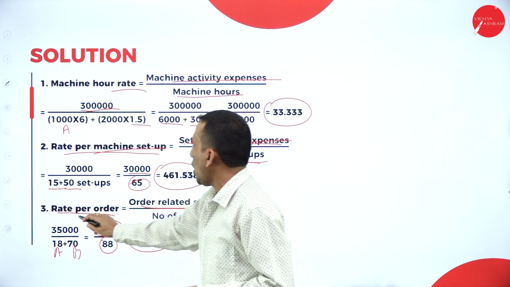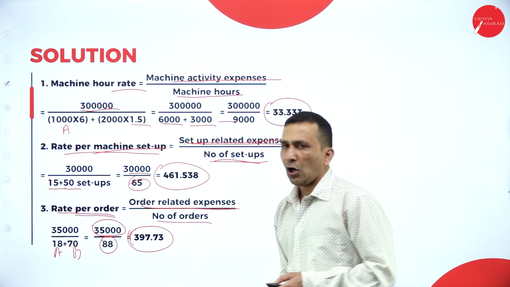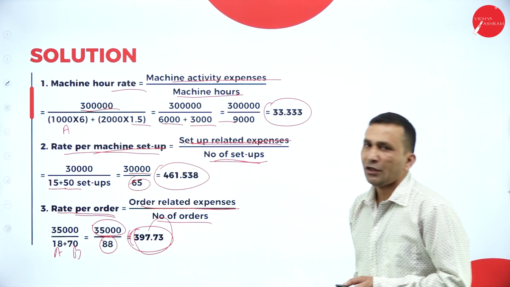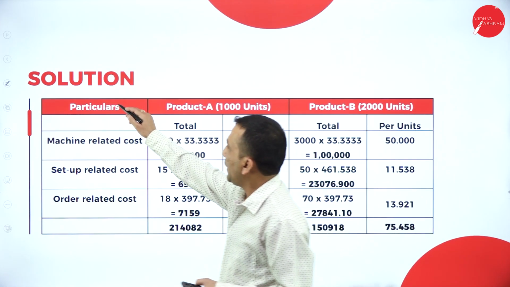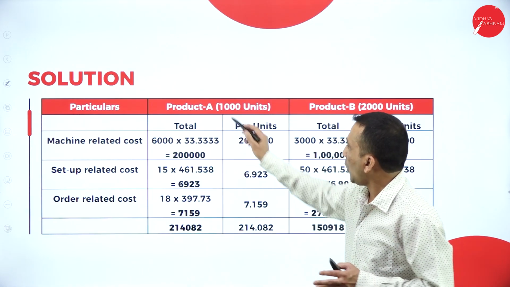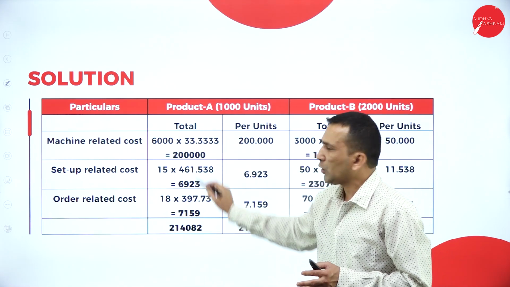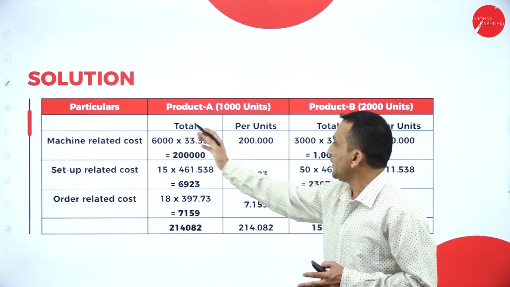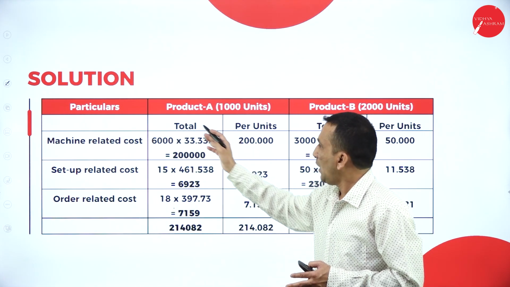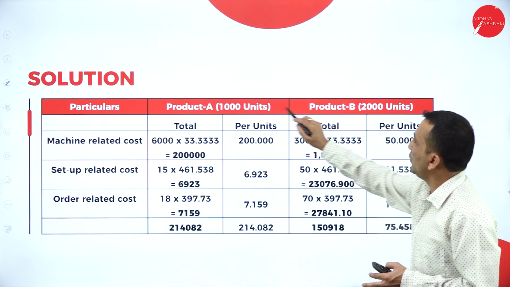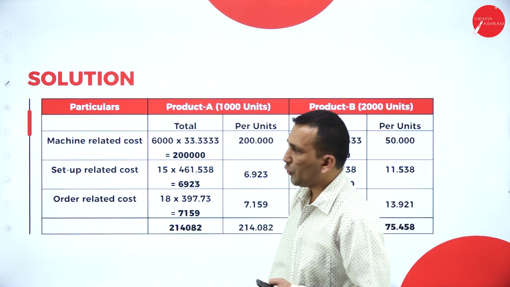Once we get the machine hour rate, the rate per machine setup and the rate per order, these values are very important. After calculating, we go for a tabulating format. There are two products, product A and product B, with a total column for each. You can write per unit on one side and total on the other. Now, product A produces 1000 units.